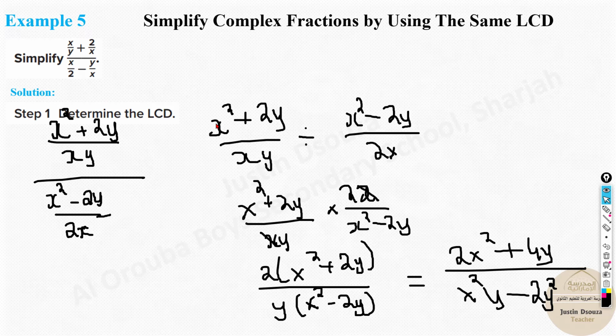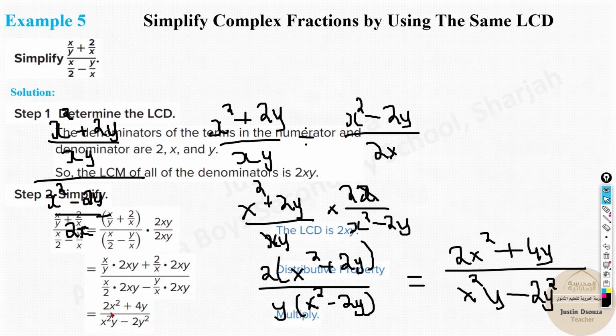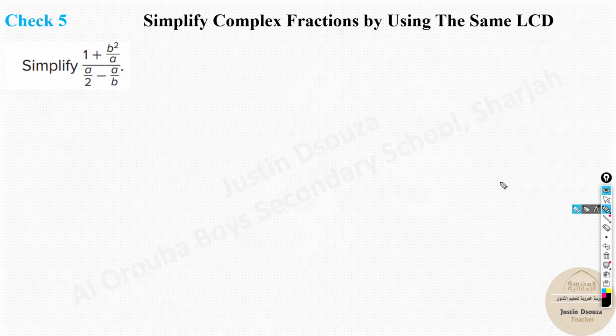Let's see. Okay, yeah, that's the answer. 2x squared plus 4y divided by x squared y minus 2y squared. This is it. And now the same thing over here. Please do pause the video and solve it by yourselves.